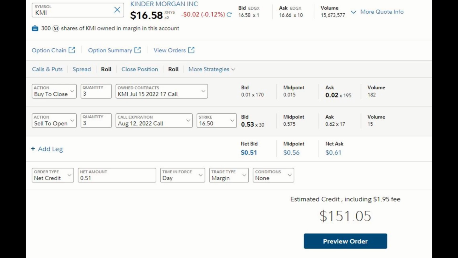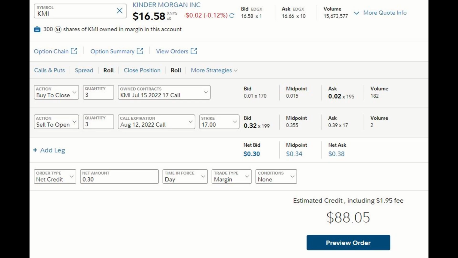So in this case, I would buy to close those 3 contracts that are existing right now, and I would sell to open 3 more out 1 month to August 12th at a $16.50 strike, and I'd collect $151. So that is one option. Did I do that? No, let's keep looking. So here's the next one.